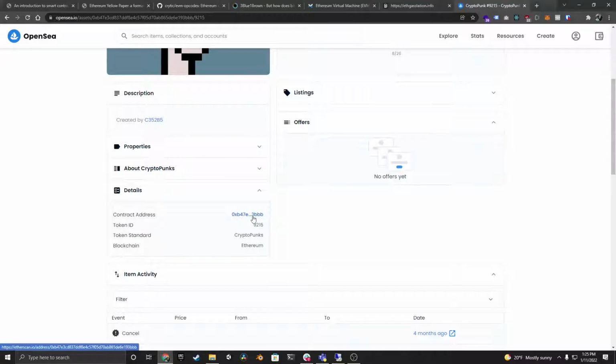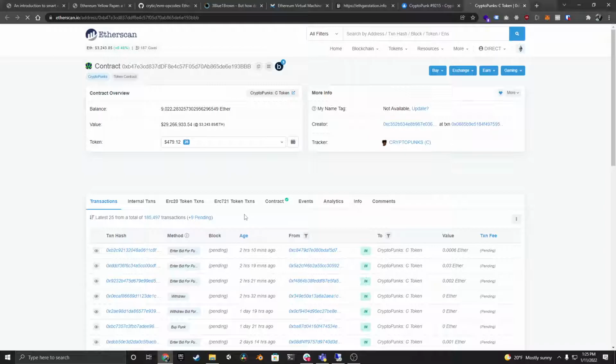This is the contract address for CryptoPunks. So I'm going to click this. This is going to take us to Etherscan. Now, Etherscan is a web application that basically aggregates all the activity that's happening on the Ethereum blockchain. And we can look at specific addresses, be it a regular account address or a smart contract address. In this case, we're looking at a smart contract address. So we can see that CryptoPunks is holding about 9,000 ETH, which is equivalent to about 29 million in funds today.